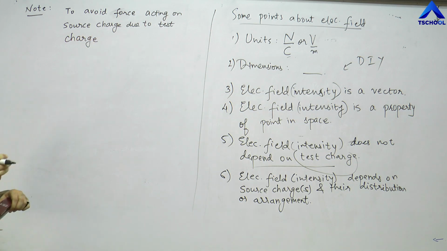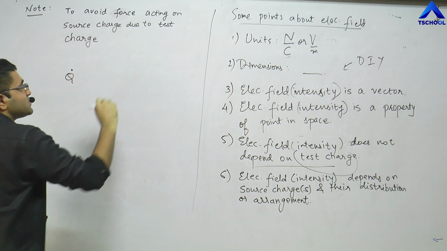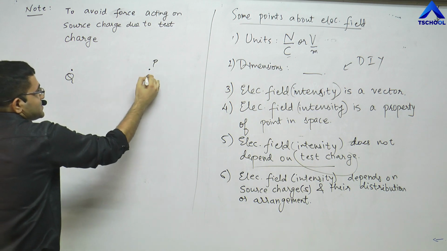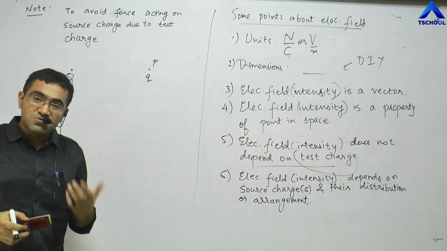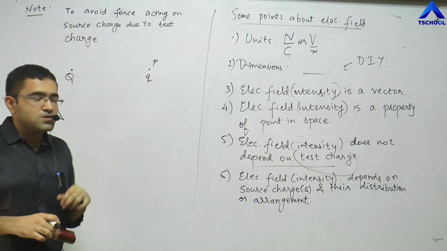Okay, you might be wondering, what am I writing over here? I'm saying that suppose you have a source charge Q over here whose effect you want to measure at this point P. You put a test charge over here. I said earlier that we should put a unit positive test charge, right? That's what the definition says.